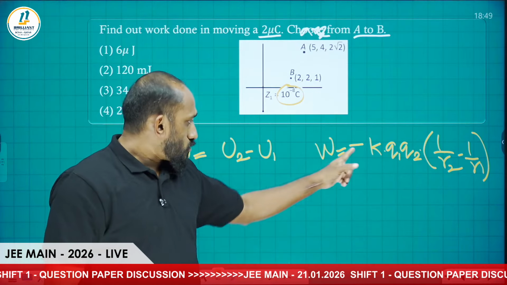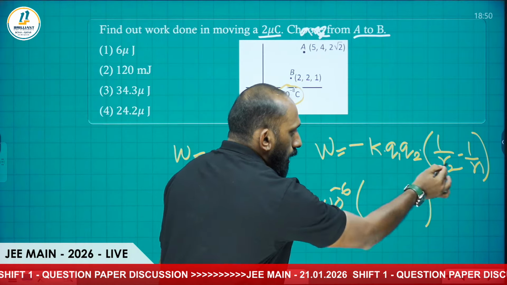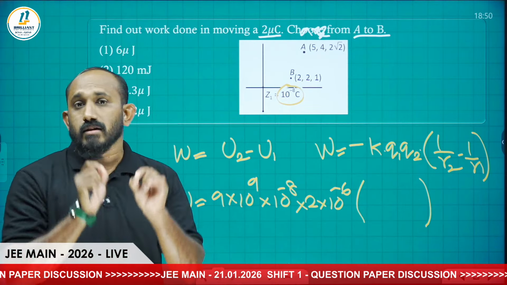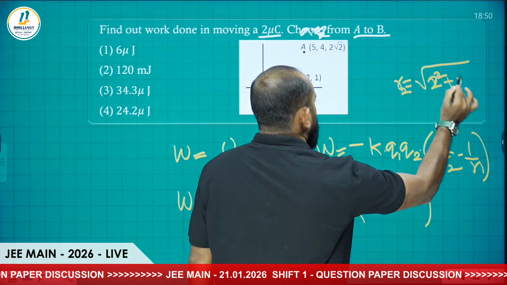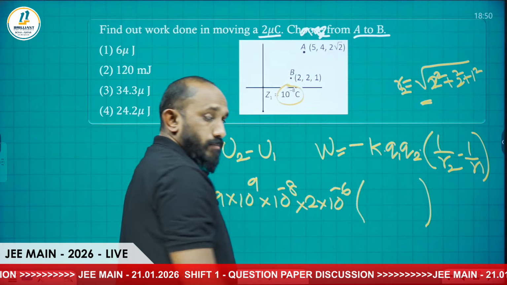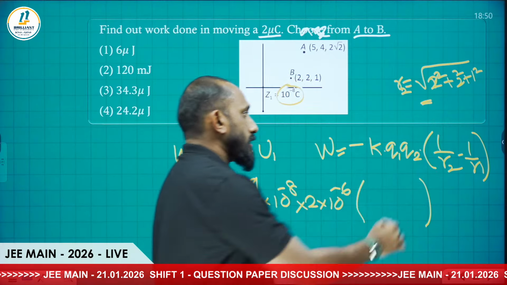W is equal to K, which is 9 into 10 raised to 9, into Q1, the charge 10 raised to minus 8, into Q2. We are moving 2 microcoulomb, so that is 2 into 10 raised to minus 6, into 1 by R2 minus 1 by R1. So, what is the position vector of B? The coordinates are given as 2, 2, 1. Its magnitude will be root of 2 square plus 2 square plus 1 square, that is nothing but root 9, that is 3. So, R2 is 3.